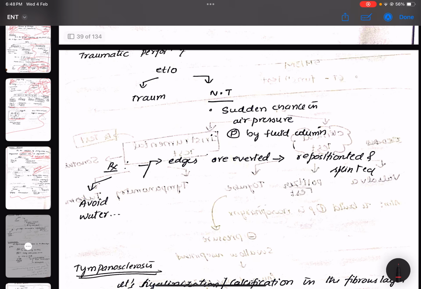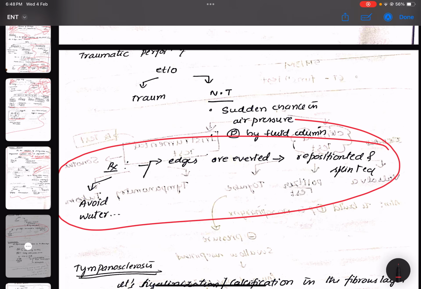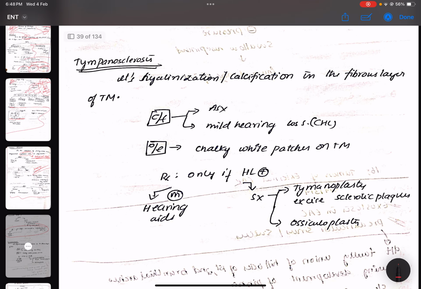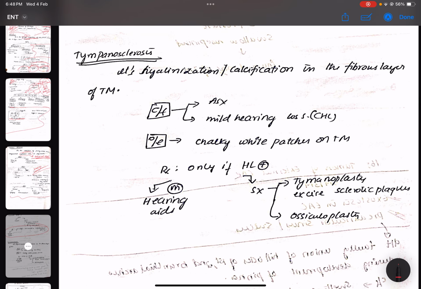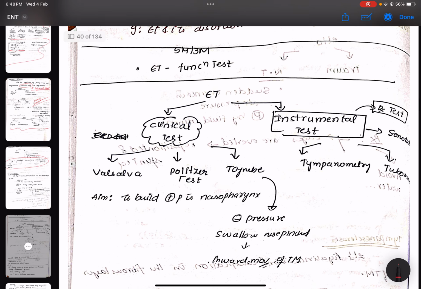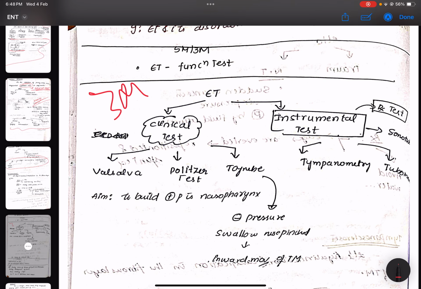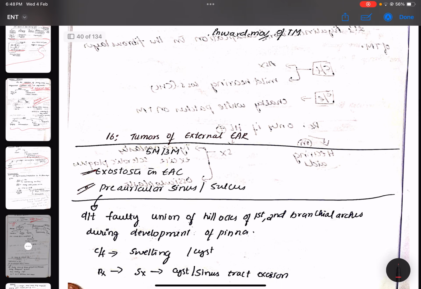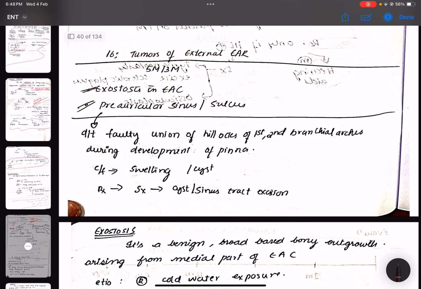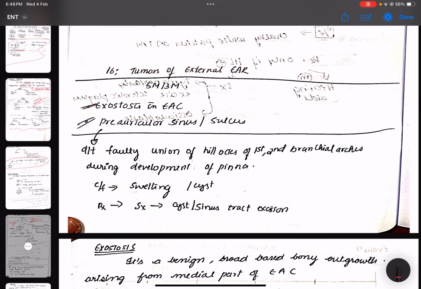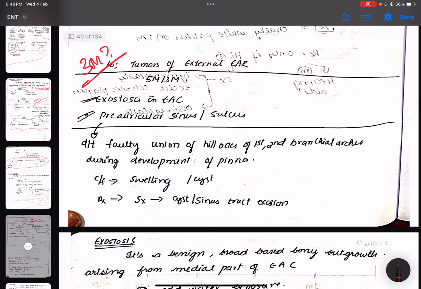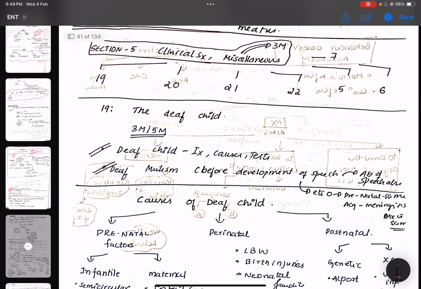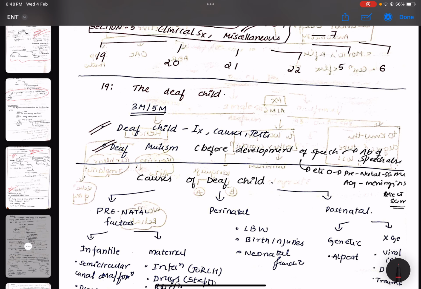Traumatic perforation, again not asked, but I have just mentioned it. If you have time, you can definitely go and study about it. In tympanosclerosis, eustachian tube function can come as a 3 marker. This is an RS2 type of question, so I'm not discussing much, but study it. Again, this is not asked. If you are interested, you can study. Can come as a 3 marker. Again, this is where the proper 5 marker last question comes.